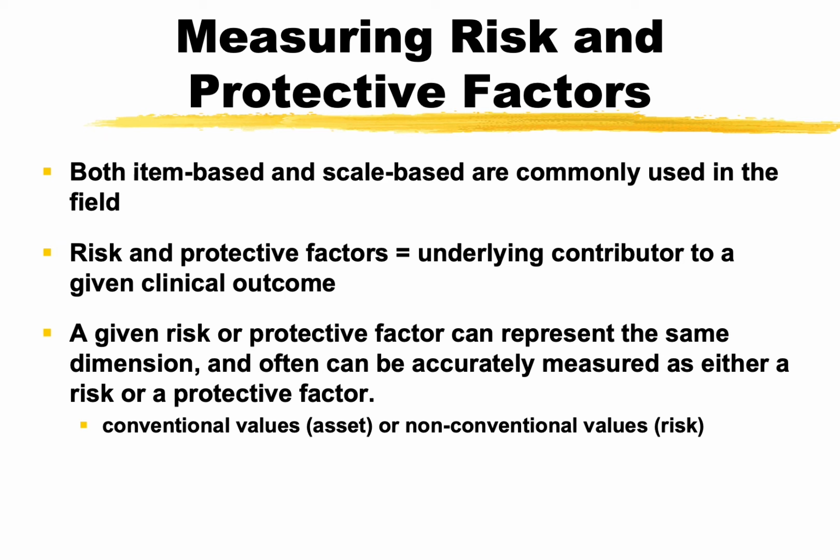A given risk or protective factor can represent the same dimension and sometimes can be accurately measured as either the risk or protective side of the dimension. For example, somebody's values can be viewed or measured as conventional values, which would be an asset, or perhaps the scale would be measuring non-conventional values and scoring it as a risk.